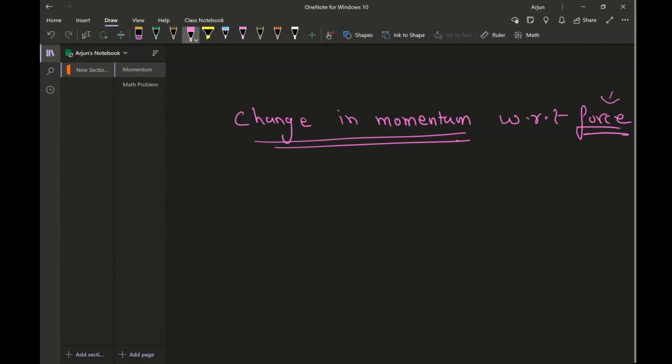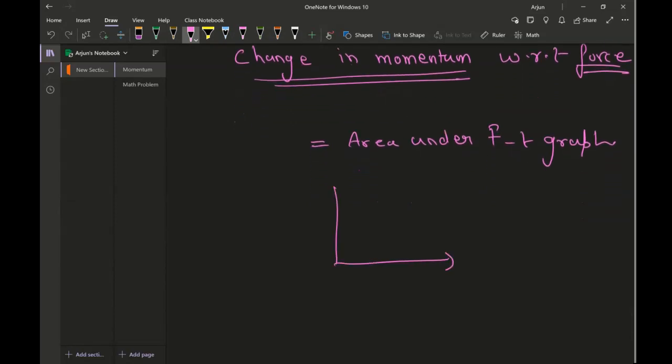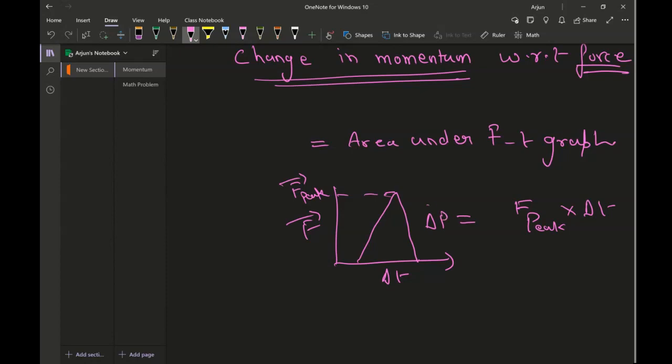So, in the last class, we talked about that change in momentum can be called as the area under the force time graph, or FT graph. Now, if it is like a triangle, then the answer will be force peak, this is peak force, multiplied by change in time, which is equal to change in momentum.